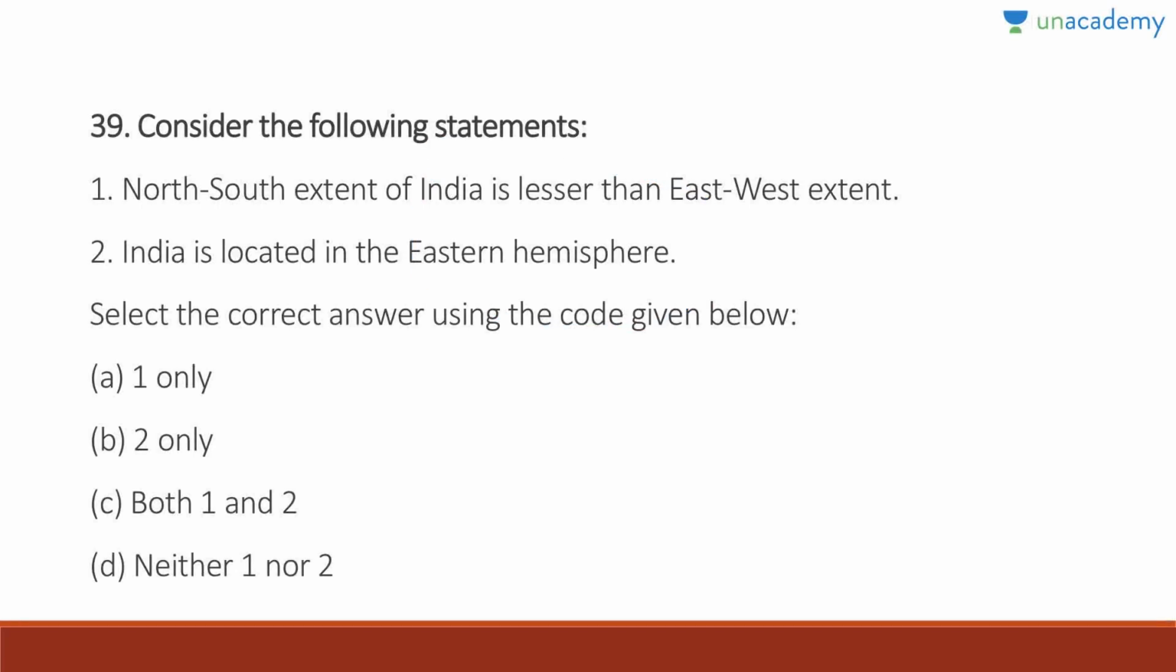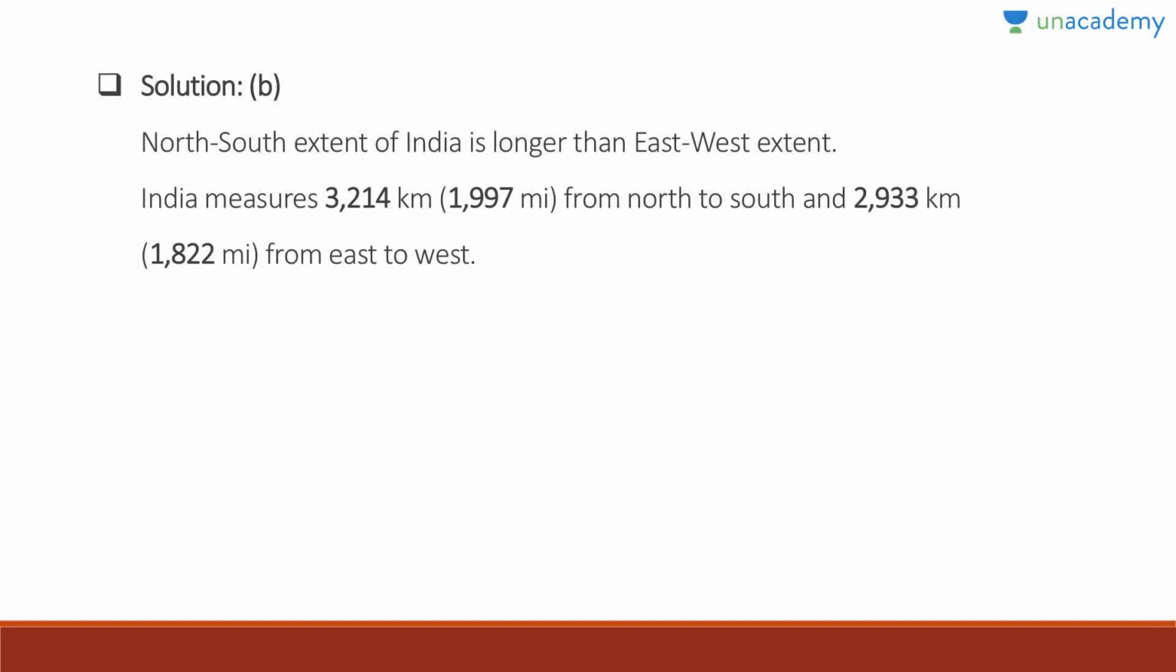Question number 39. Consider the following statements. North-south extent of India is lesser than east-west extent. This is wrong. North-south is 3214 and 2933 is east to west. So north-south is more. India is located in the eastern hemisphere. This is absolutely correct. So answer here is B, that is 2 only. So north-south extent of India is longer than the east-west extent, and India measures 3214 from north to south and 2933 from east to west.